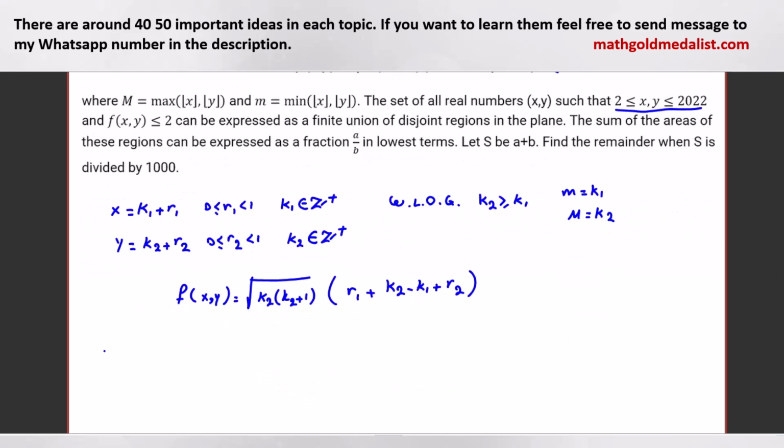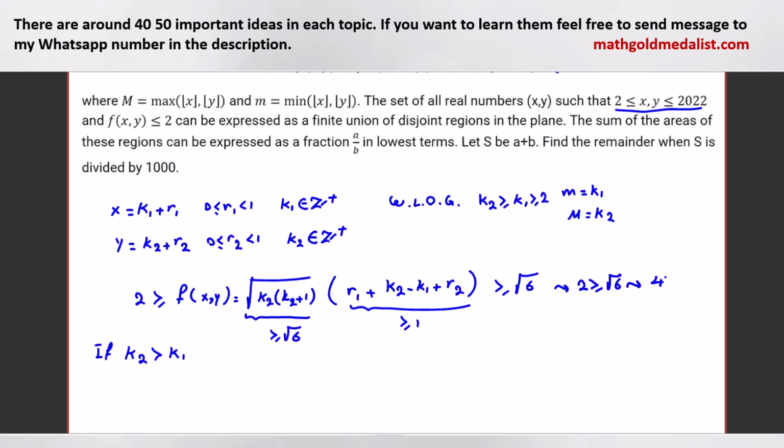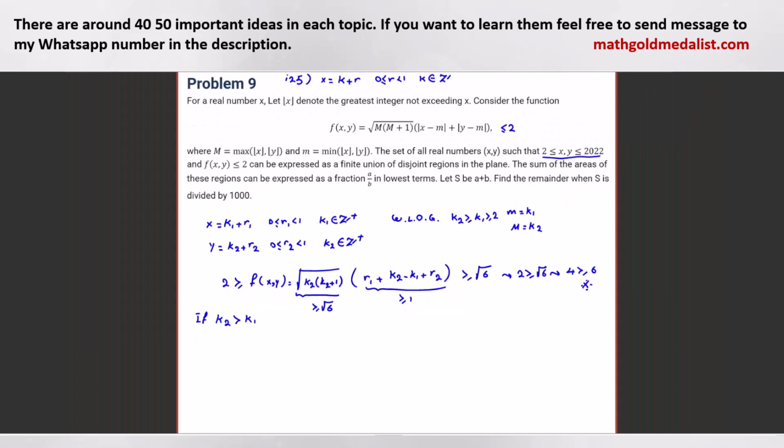Now, I want to prove k2 is equal to k1. If k2 is strictly greater than k1, because they are integers, this difference will be at least 1. And since k2 is greater than or equal to k1, which is greater than or equal to 2, the product is at least the square root of 6. But the problem says it should be at most 2. So 2 is greater than or equal to root 6; if you raise to the power of 2, 4 is greater than or equal to 6, which is a contradiction. Or you can say root 6 is 2.4, 2 point something. So here we've reached a contradiction.